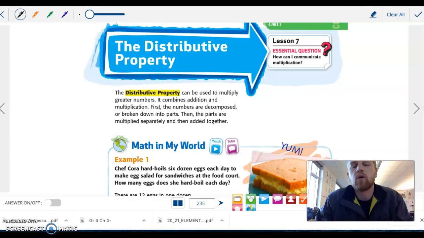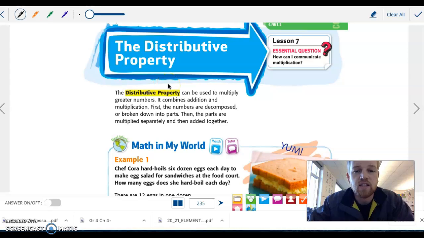Today for math, we're going to be working on chapter 4, section 7, which is all on the distributive property of multiplication. We learned earlier about some of those properties of multiplication, and earlier in chapter 2, we learned about the distributive property of addition. This one is very similar, just now we're working with multiplication.